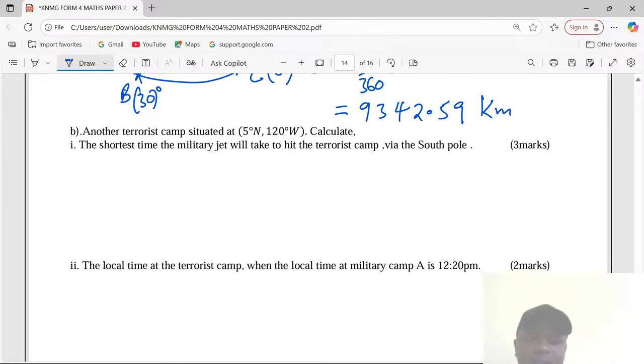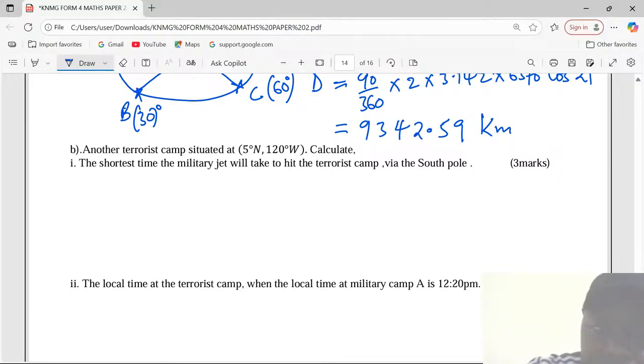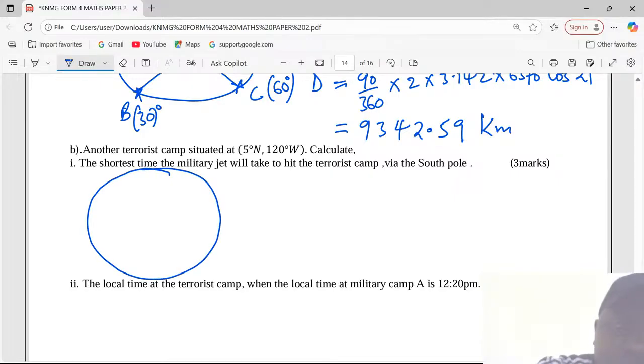Let's look at part B, ladies and gentlemen. Another terrorist camp is situated at 5 degrees in the north, 120 in the west. Calculate the shortest time the military jet will take to hit the terrorist camp via the South Pole. Shortest distance. Look at this. I want to illustrate this with the highest level of precision.